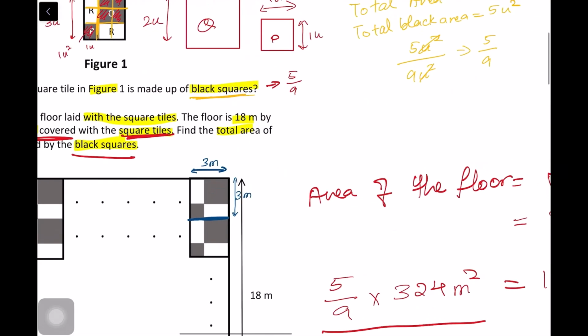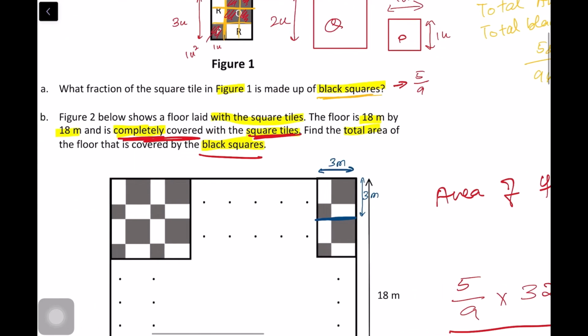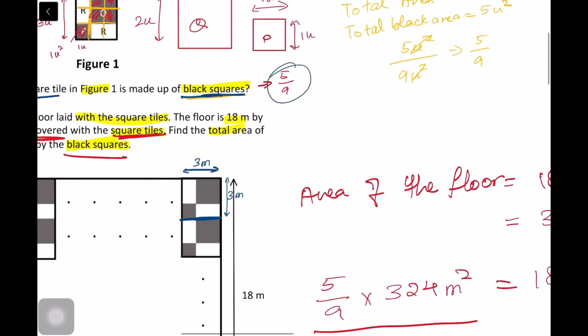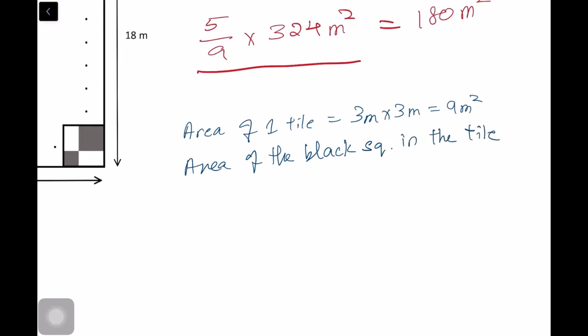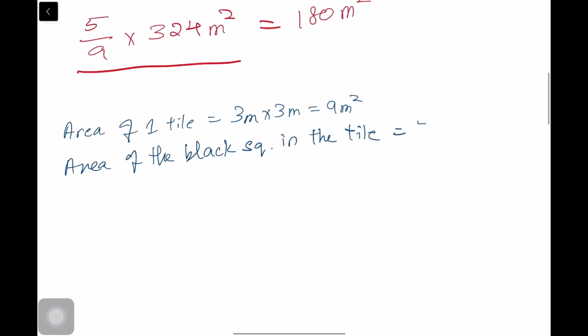And in the first part, we found out that the fraction of the square tile made up of black squares is 5/9. So the total area of the black squares in the tile is 5/9 of 9 square meters, which gives us 5 square meters.